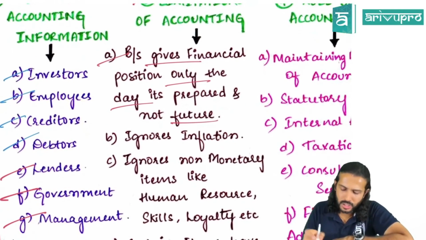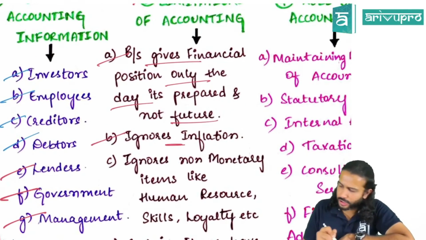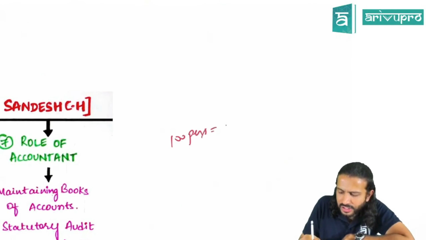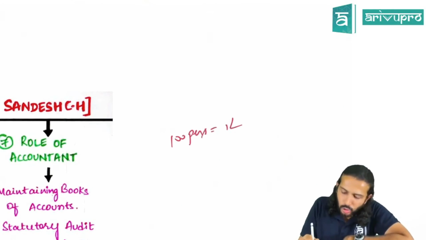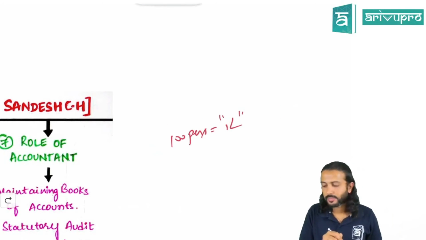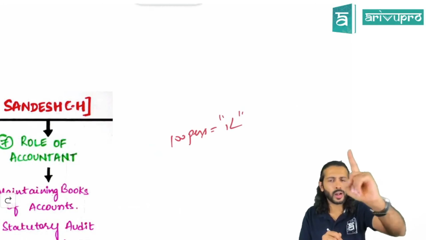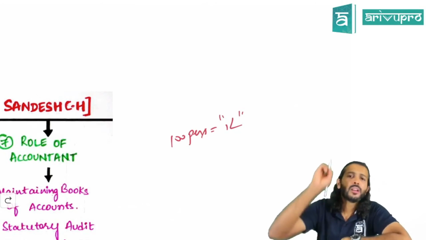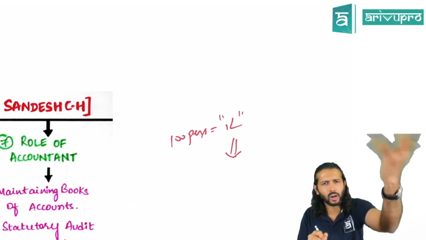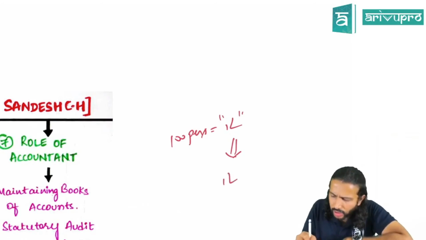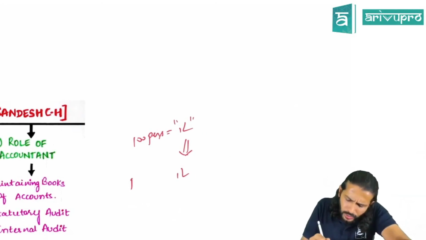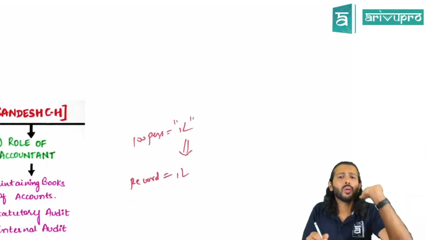Next, it ignores inflation. Now, I purchased the pen. Same example we'll take. I purchased the pen for 1 lakh rupees. I purchased 100 pens by paying 1 lakh. Should I record this transaction? Yes. For what value will I record this transaction? Obviously, you will record it for 1 lakh only. If you purchase it by paying 1 lakh, then you will record it for 1 lakh only.